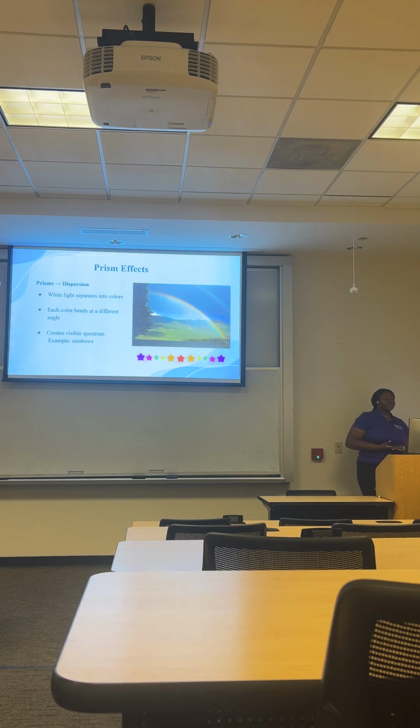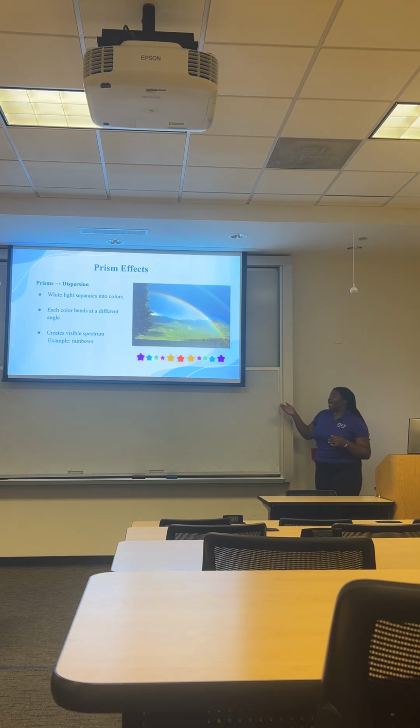Then we have our prism effects, which is dispersion. This is when white light separates into many colors. Each color represents a different angle. An example of this is, of course, the rainbow. As you can see in the picture, we have red, green, blue, orange, and it keeps going, okay?